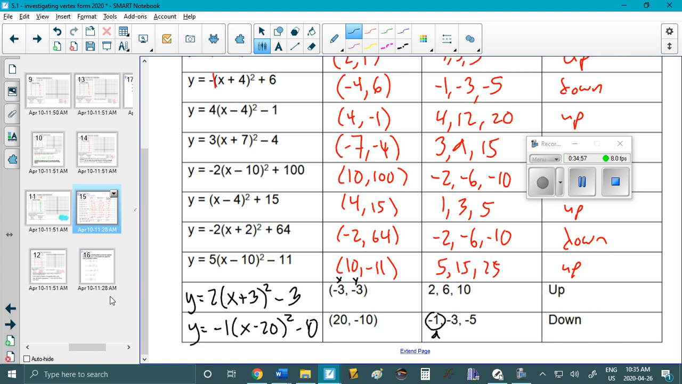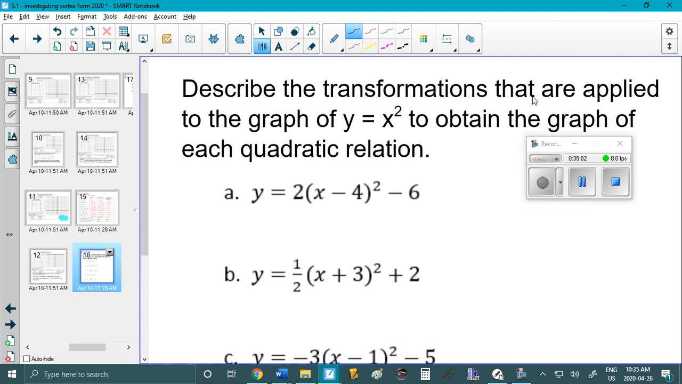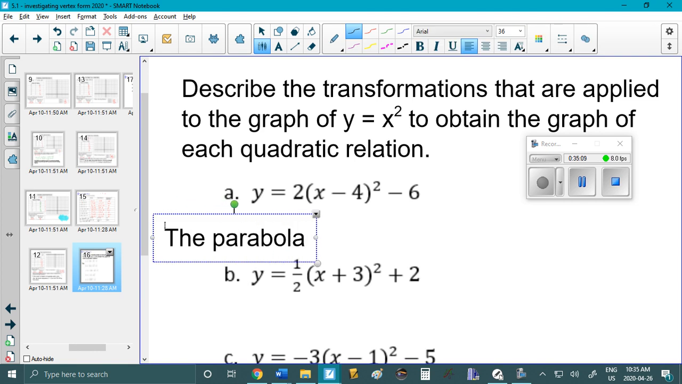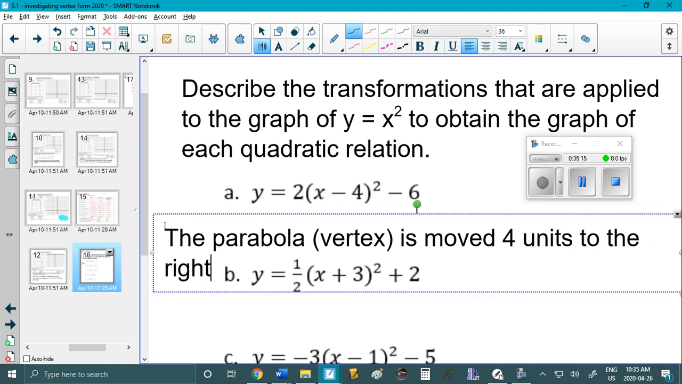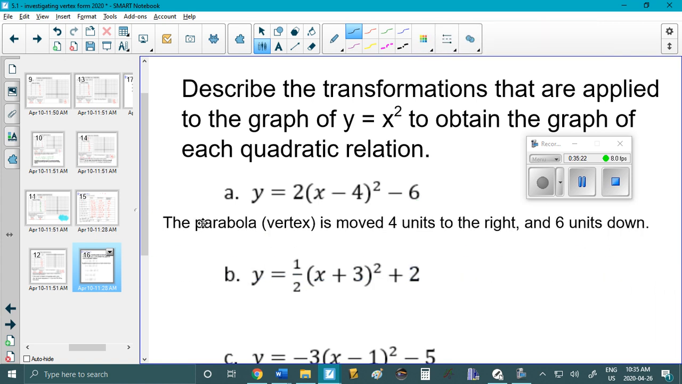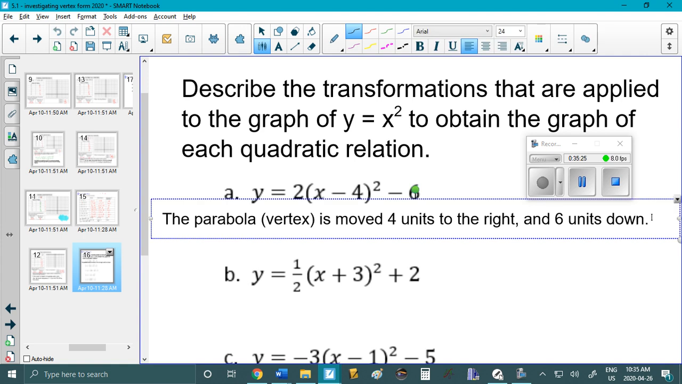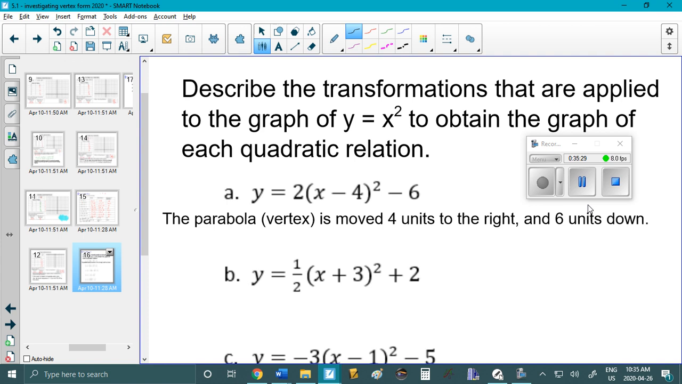Last thing for today is to deal with some of the language. So describe the transformations that are applied to this graph to get this graph. So first, I'm going to say the parabola, or the vertex, is moved 4 units to the right and 6 units down. And that's because the new vertex is (4, -6), right? And we get that from here. The x value is 4, the y value is -6.